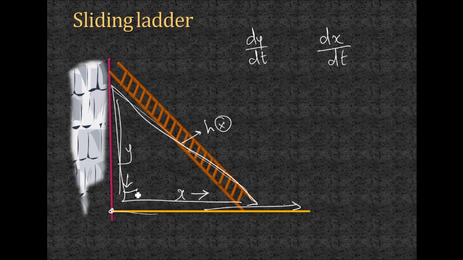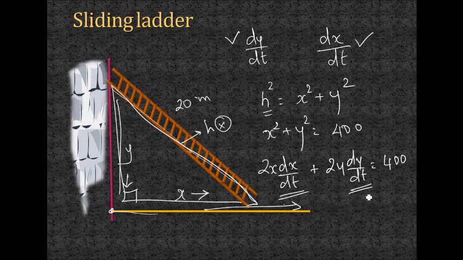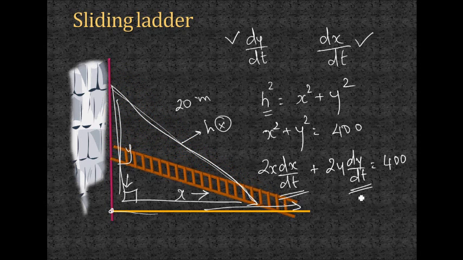How do you frame the equation from this diagram? You have a right angle triangle, and the best way is to use the Pythagoras theorem. h squared is equal to x squared plus y squared, and h squared is a constant. Say the ladder is 20 meters, therefore x squared plus y squared would be equal to 400. If you differentiate this, 2x dx/dt plus 2y dy/dt would be equal to 0. If you are given dy/dt, you can find dx/dt and vice versa. So you just have these two rates of change in this question, and you can see how y decreases and x increases.